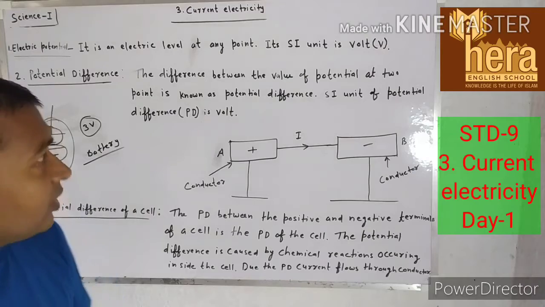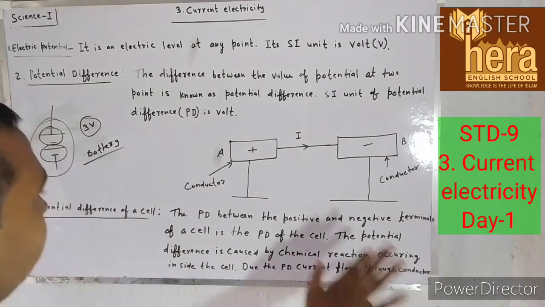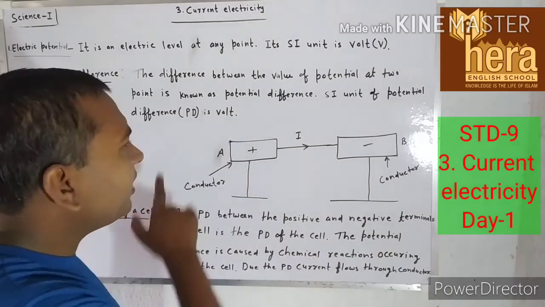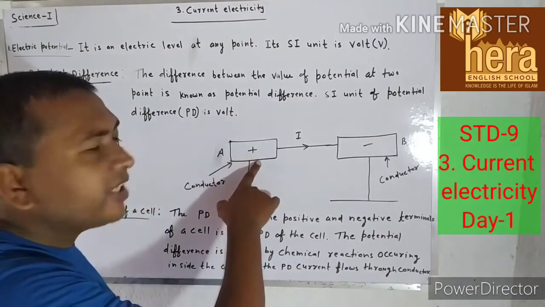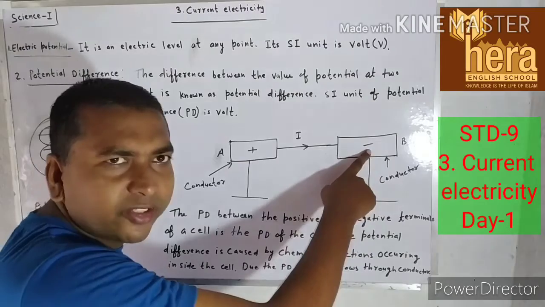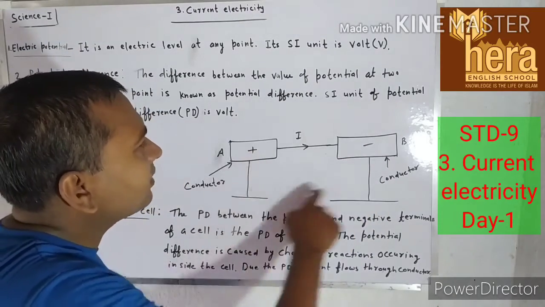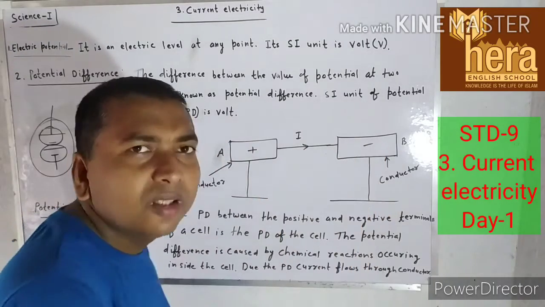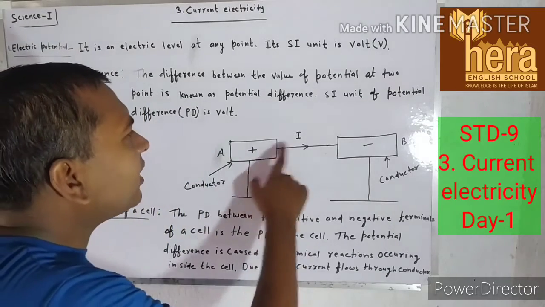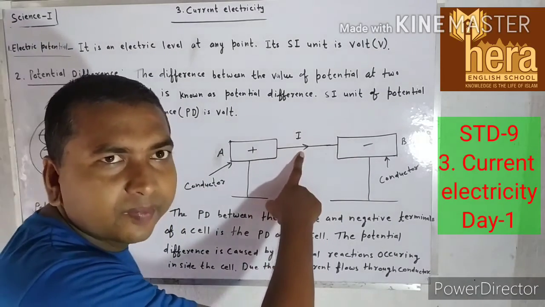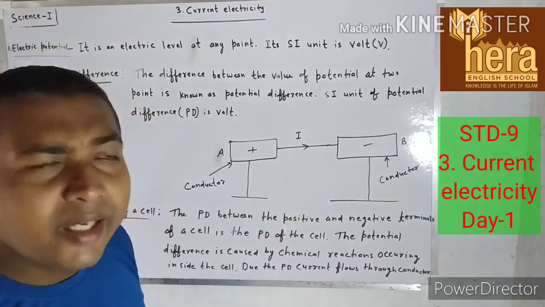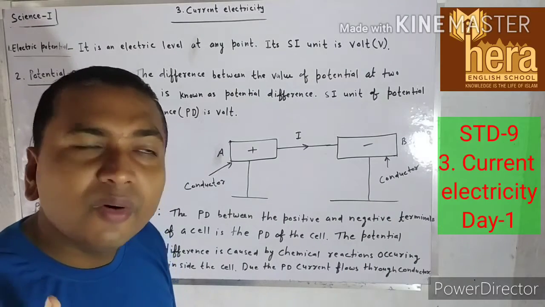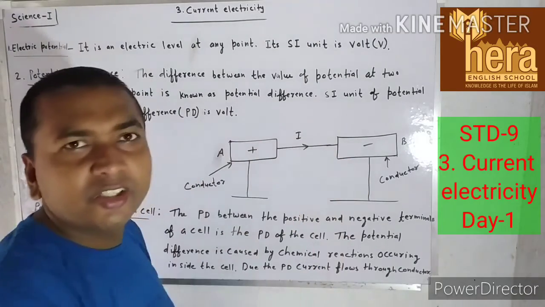So potential difference means what? See, this is conductor A, this is conductor B. This is positively charged, this is negatively charged. That's why I have written plus and minus. So of course this is at high potential and this is at low potential. If you connect these two conductors with the help of a conducting wire, in that case current will flow from high potential to low potential.